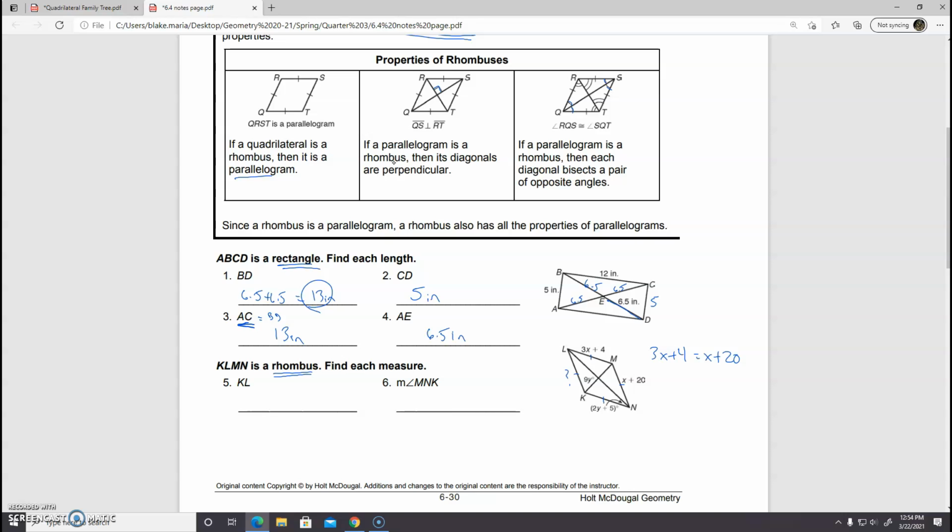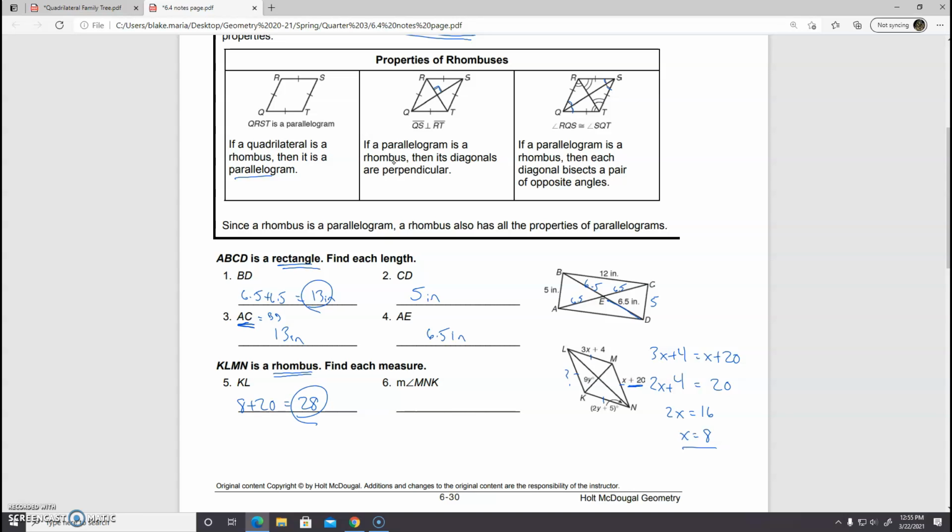So let's find it. We're going to subtract x from both sides. Not bad. We're going to subtract 4 from both sides. And we're going to divide both sides by 2. So we found x was 8, but be careful, that's not what they asked for. They asked for KL, they asked for a side length. Well, all the sides should be the same, so we can plug it in anywhere. How about here? So we're going to say 8 plus 20 gets me 28. Again, you could have done it here as well. 3 times 8 is 24, plus 4 is 28. Every side is 28 because it's a rhombus.